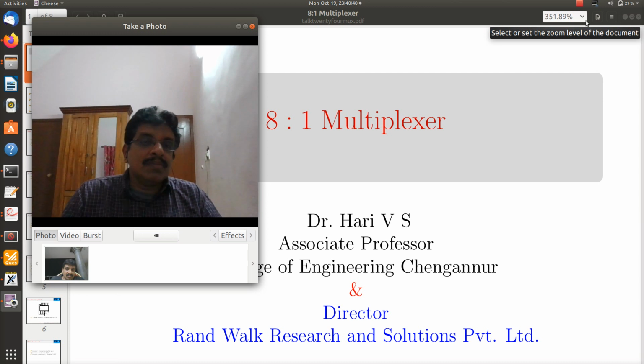That's an 8:1 multiplexer wherein I have 8 data inputs and 3 select lines, log 8 to the base 2, and 1 output line. So we will see the simulation in QUCS and we will see how this is implemented using the 74151 IC. So let me start with that presentation.